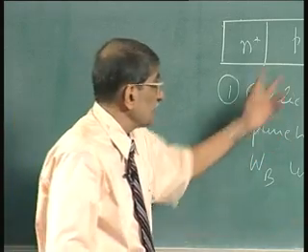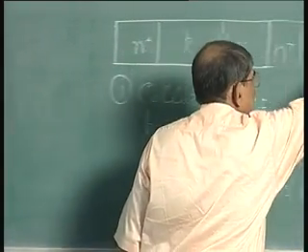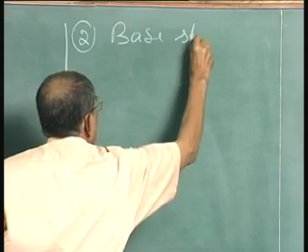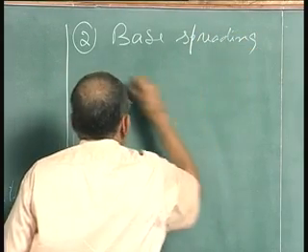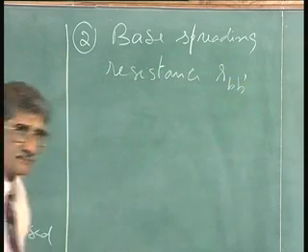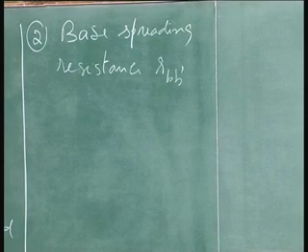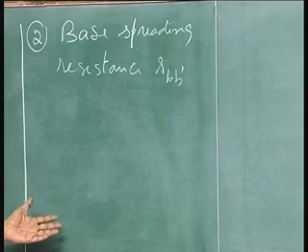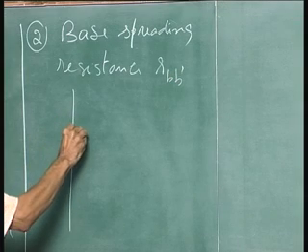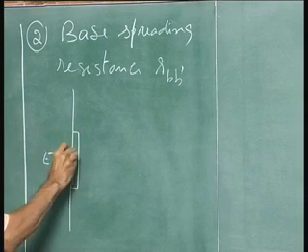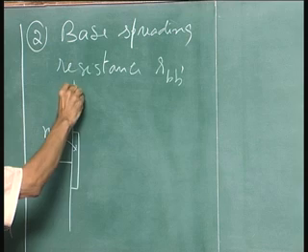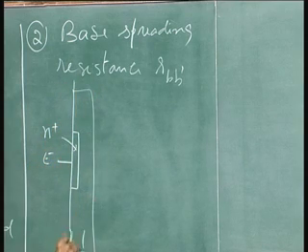The other parameter that gets affected is the second one, the base spreading resistance, usually given by the symbol RBB dash. Just to note that B dash is some intrinsic point. So, it is RB, base resistance, which is external to the device, which is the result of, I have an N plus layer here, and then I have this P region, P layer coming up here.